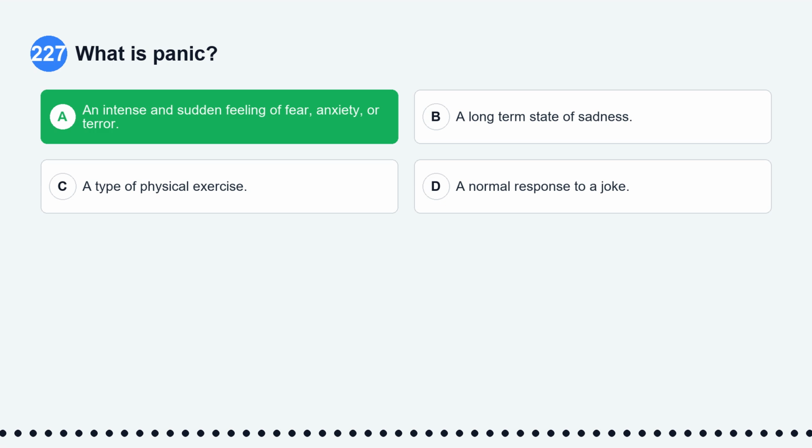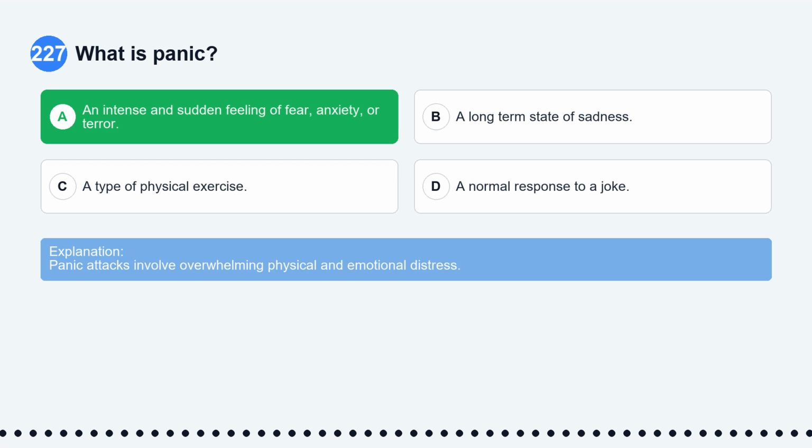The correct answer is option A. An intense and sudden feeling of fear, anxiety, or terror. Panic attacks involve overwhelming physical and emotional distress.